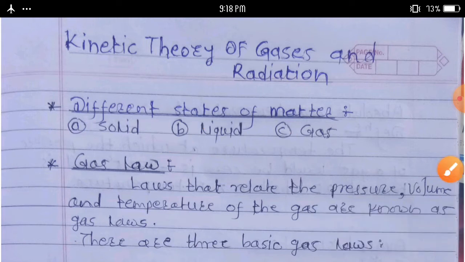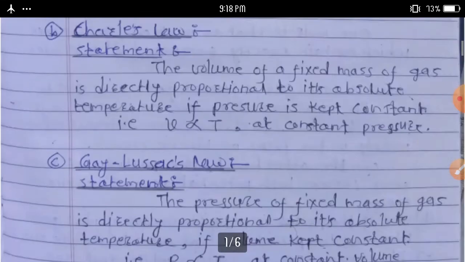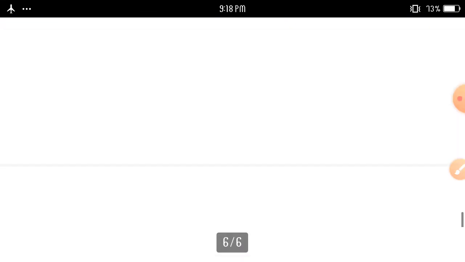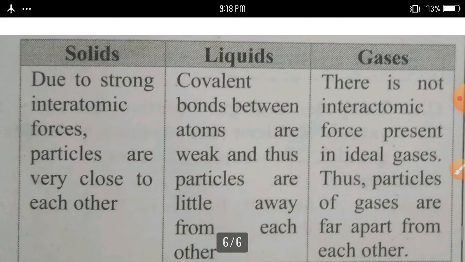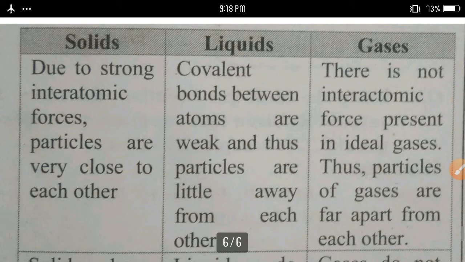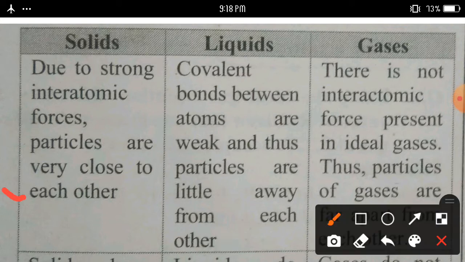Then we can distinguish between solid, liquid, and gas states. First point: due to strong interatomic forces, particles in a solid are very close to each other.